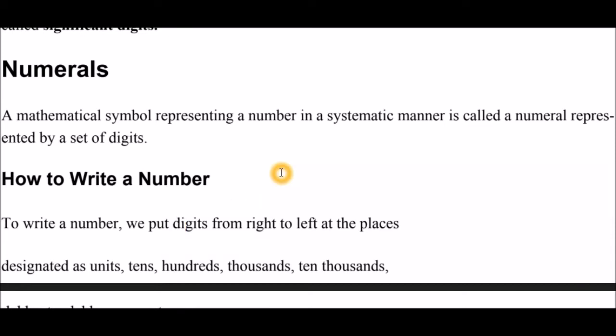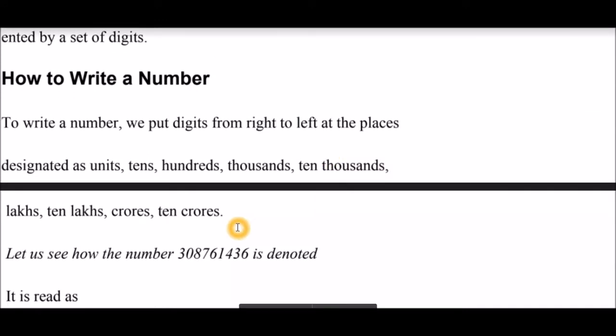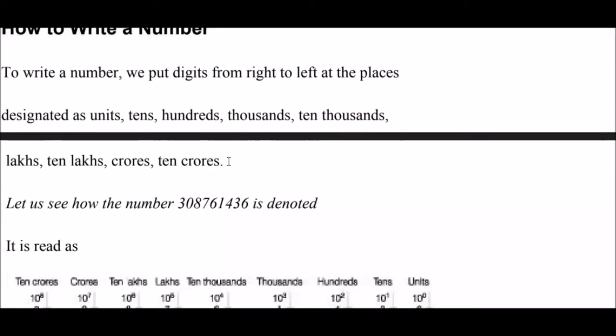So how to write a number? To write a number, we put digits from right to left at the places. And these digits are designated as units, that means ones, tens, hundreds, thousands, 10,000s, lakhs, 10 lakhs, crores, 10 crores. So let us see how the number is denoted.